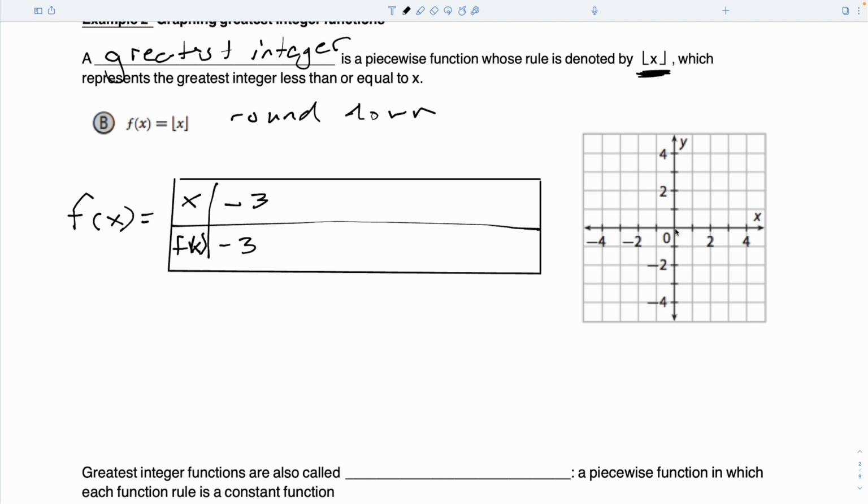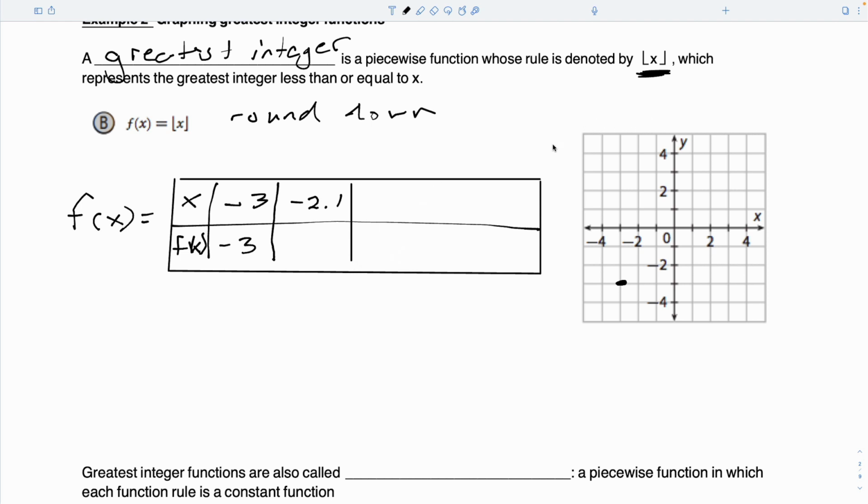So when x is -3, 1, 2, 3, the y is -3, 1, 2, 3. Make a dot. When x is -2.1, what is the y value?